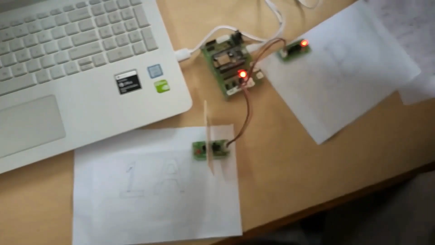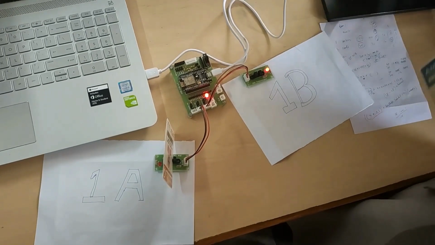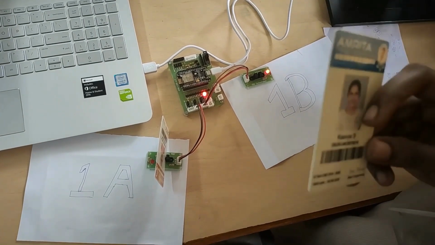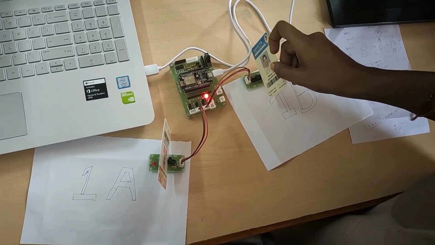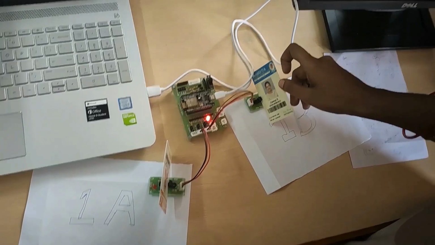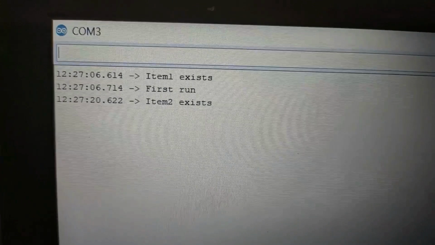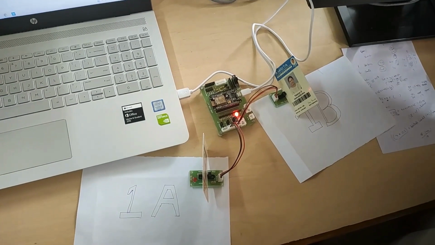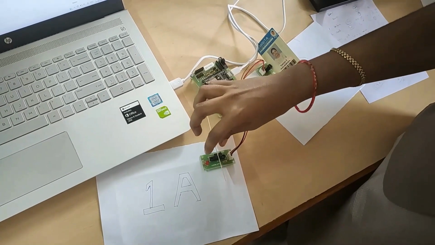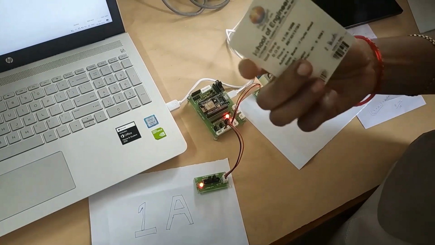Now you could see that I'm going to keep some item in the slot sensor, and you would immediately see on the screens that the item exists, and I'm going to keep another item or another card for an instance in the next slot sensor that we have in hand, and it is kept right now, and you could see that you get another update as item 2 exists.